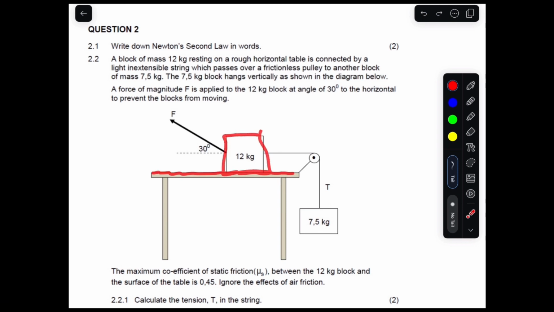12 kg is resting on a rough horizontal surface there, and then they say it's resting, guys. It's very important. When it's resting, that means there's no acceleration. Now it says it's attached to this one, so if this is not moving, this one is not moving as well. Now it says the 7.5 kg block hangs vertically on the diagram.